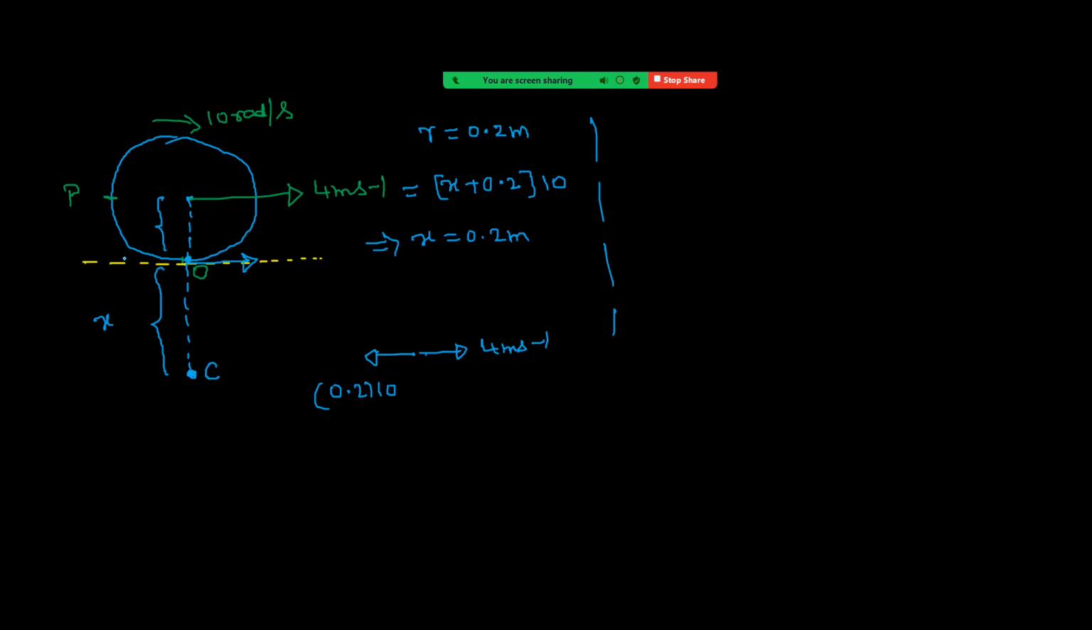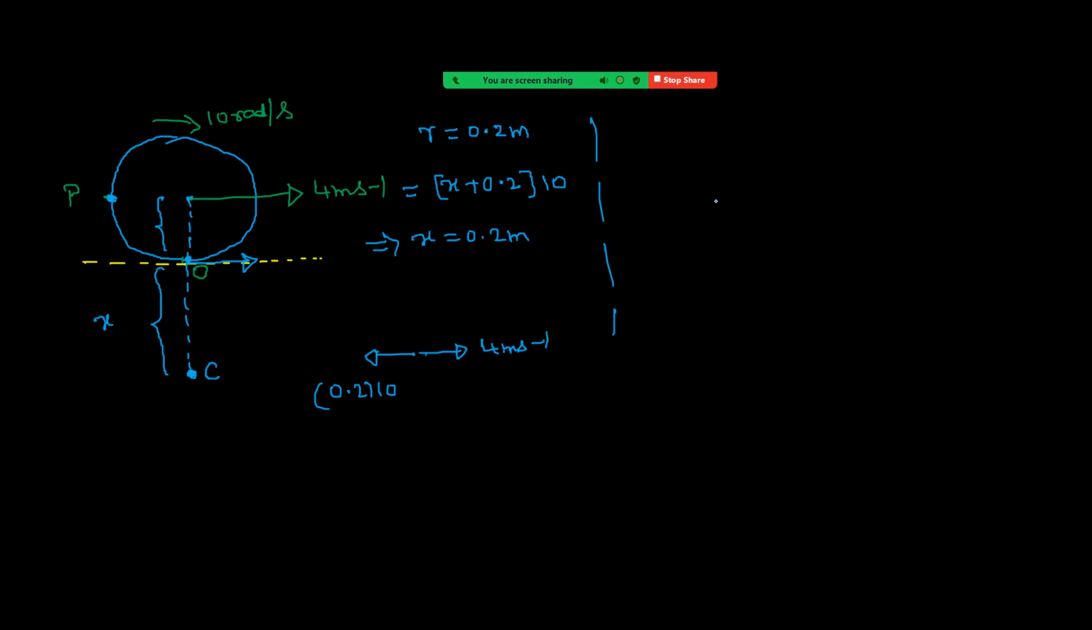Next one, we have to find velocity of point P, right? Next question, velocity of point P. See what we can do. We can find this velocity in two ways. One is by using the concept of instantaneous axis of rotation. Second one, it is a combination of translation and rotation. I will discuss both here.